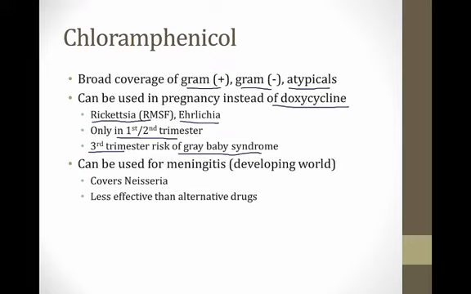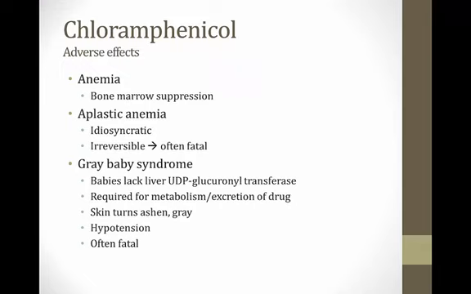You can also use chloramphenicol to treat meningitis. This is done in the developing world because it covers Neisseria meningitidis, although it's less effective than the drugs that we usually use in the United States. The main side effects of chloramphenicol are anemia and the gray baby syndrome. So you can get anemia from chloramphenicol from bone marrow suppression, but the feared complication is to develop aplastic anemia where you lose all 3 cell lines. This is an idiosyncratic reaction to the drug. It's irreversible and it's often fatal, and this is the main reason why people don't like to use this antibiotic anymore, in addition to the resistance of many bacteria.